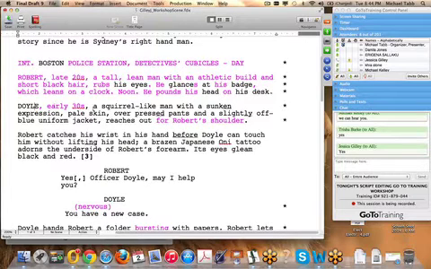Doyle, early 30s. Now, we haven't met Doyle before, or you have in the script. Just you added the caps here. No, we haven't met him before. Okay.